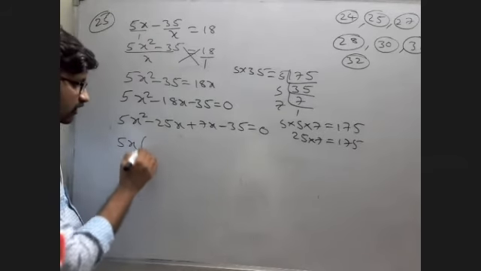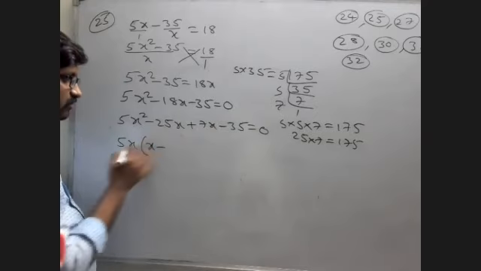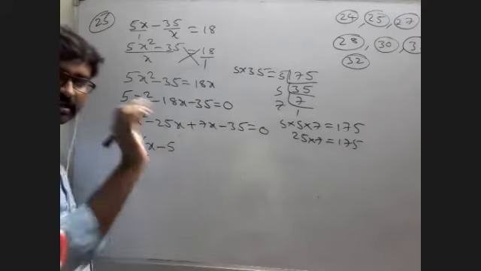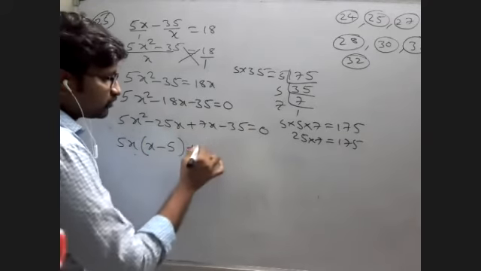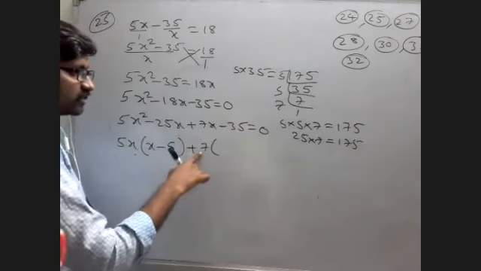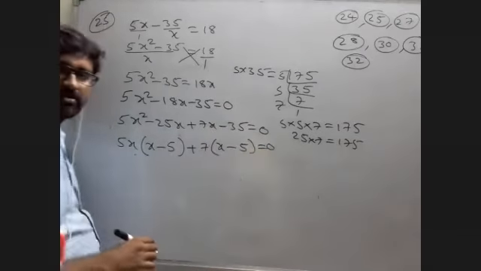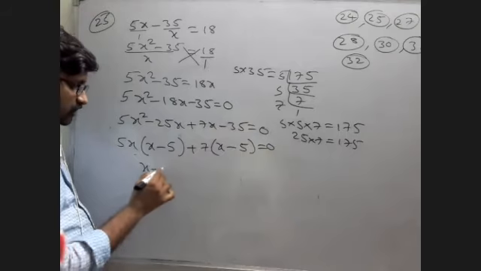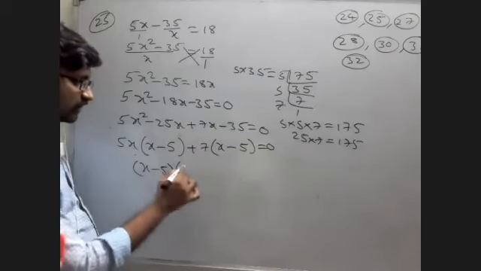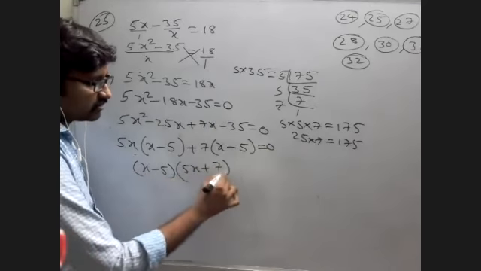So you will get, taking 5x common, more x, minus, taking 5 common, one more 5, and x is already common. Plus from these two we can take a plus 7 common, taking 7 common, x is there, minus 5 is there, is equal to 0. Now x minus 5 taking common, remaining here 5x plus 7 is equal to 0.